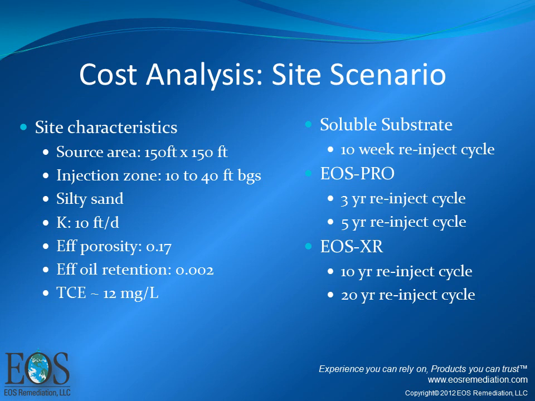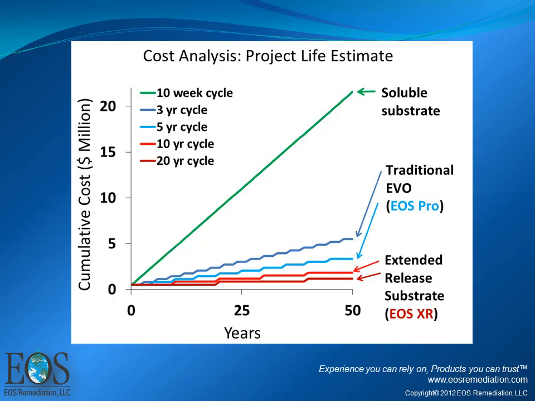Taking a look at a soluble substrate, we're probably going to use a 10-week reinjection cycle compared to an emulsified oil product. Here we're going to use EOS Pro, which is typically a 3 to 5 year cycle, and then EOS XR, which is a 10 to 20 year cycle. The difference between the soluble substrate and the traditional emulsified vegetable oil is dramatic.